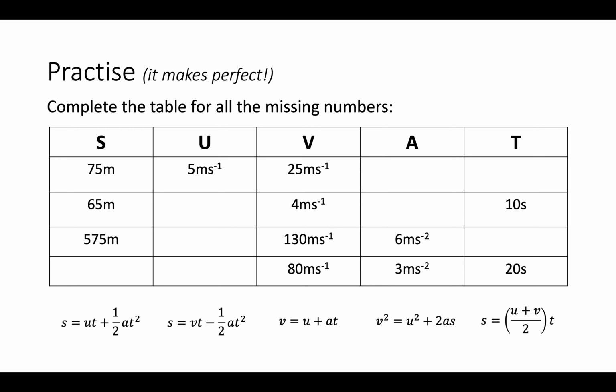For practice, I've got a table here and I've given you 3 values, S, U, V, and I want you to find A and T for the top row. For the next one, I've given you 3 values again, and you have to fill in the missing columns using the SUVAT equations. Be careful, take your time, and remember that you're going to have to do a lot of algebra and rearranging here. It will take you about 15 minutes to complete this, so pause the video, try it yourselves, and when you're ready, you can play and I'll reveal the answers in 3, 2, 1.